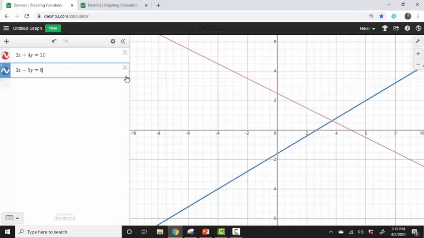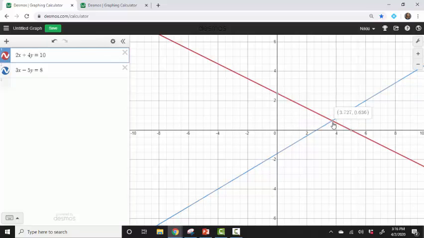So when you graph this in Desmos, I'm actually just typing those in. I don't even have to solve for y. That makes that so easy. And I actually can just click right here on your phone or a touchscreen, and it'll tell you the point of intersection.